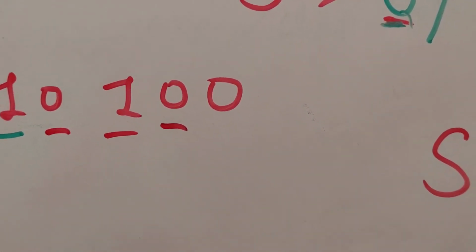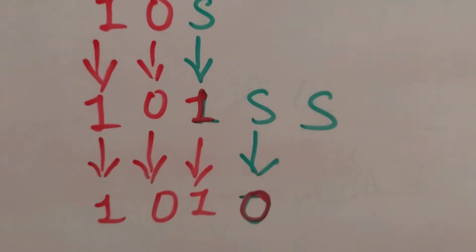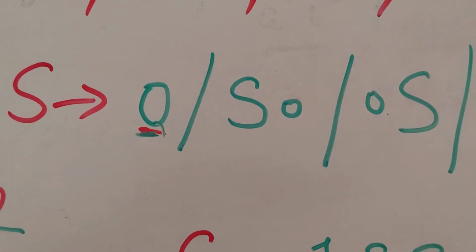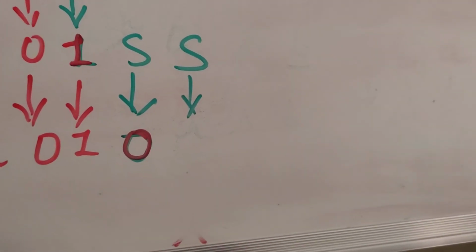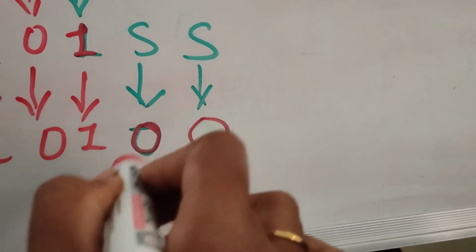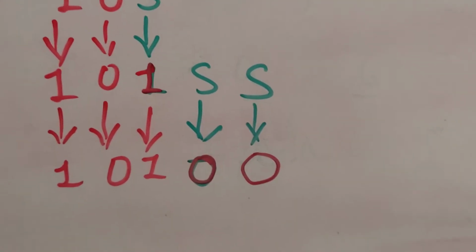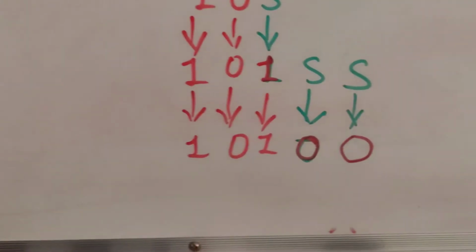Now the next turn is of 0. The next term which remains to be derived is S. So from S I can get 0. Again, repeat the same step. From S I can get 0. So I'm repeating the same step again, and again I'm getting 0. Now there is nothing further to derive, and 1 0 1 double 0 I got. So this was the string I wanted to get, and at the end I got it.